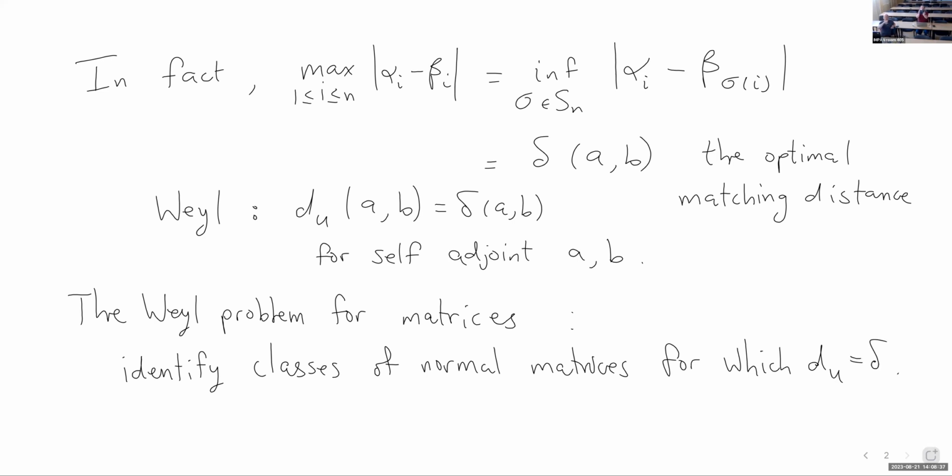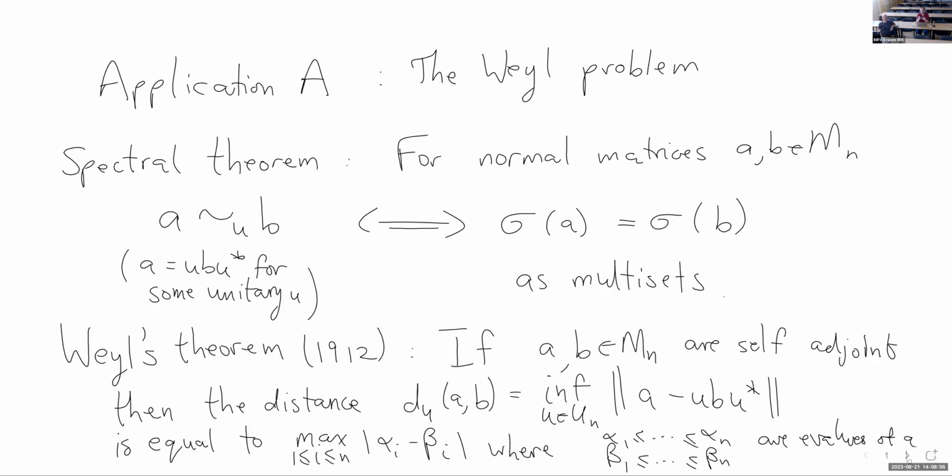Sorry, I have a question. Should it be infimum over all statements and map? You're absolutely right, yes, thank you very much. And on the left-hand side, there should be some distance between spectra. So just to repeat, these are the spectra. The alphas are the eigenvalues of A and the betas are the eigenvalues of B, listed in increasing order. Thank you, that's excellent.